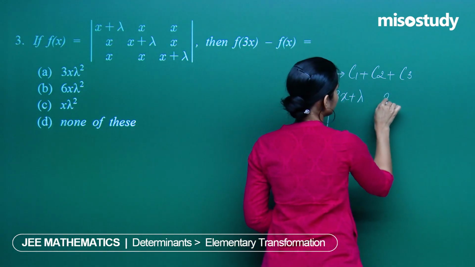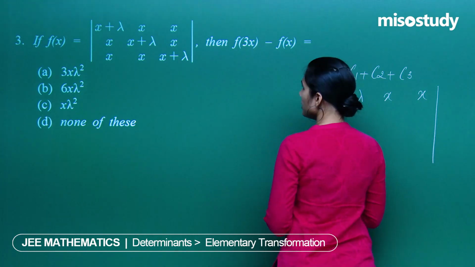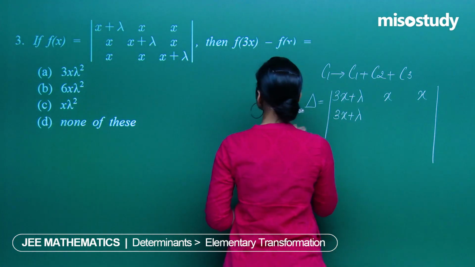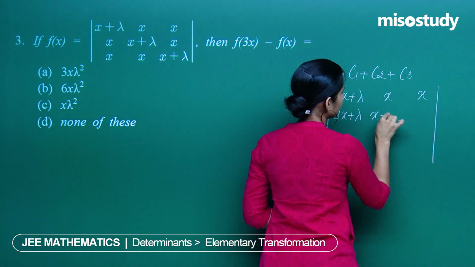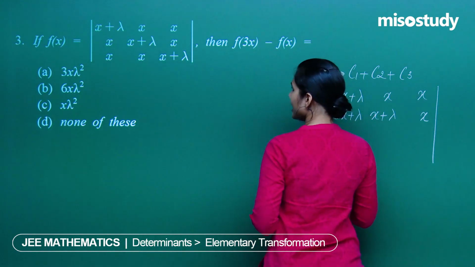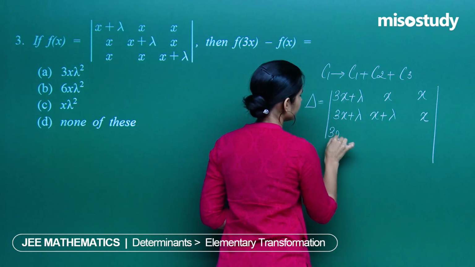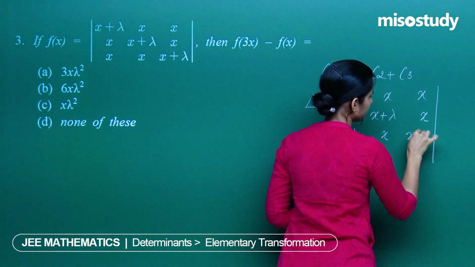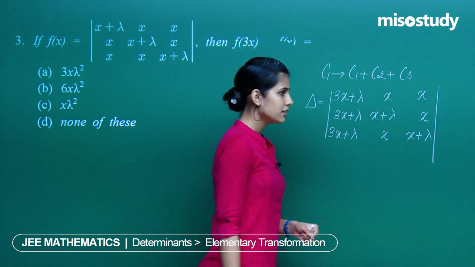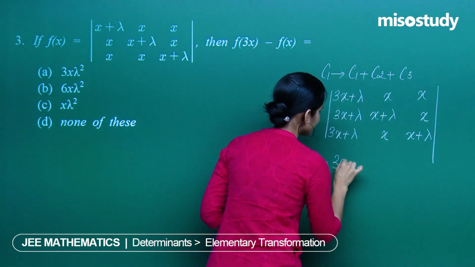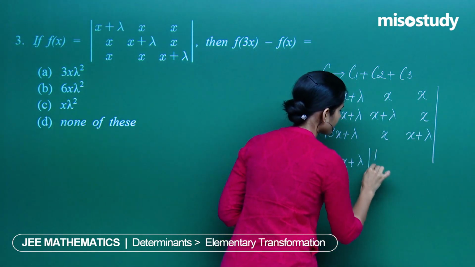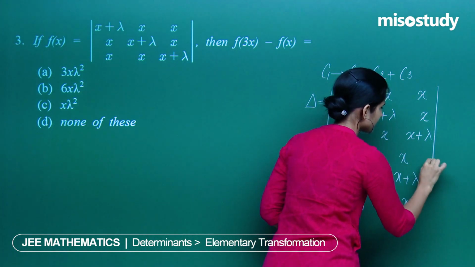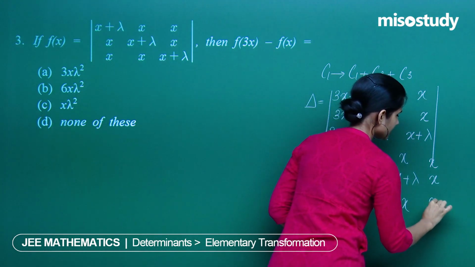And then you have x, x. Then again in the next row here, you have 3x plus lambda, x plus lambda, x. And again you have 3x plus lambda, x and x plus lambda. 3x plus lambda can come out common. I am left with 1, 1, 1; x, x plus lambda, x; x, x, x plus lambda.